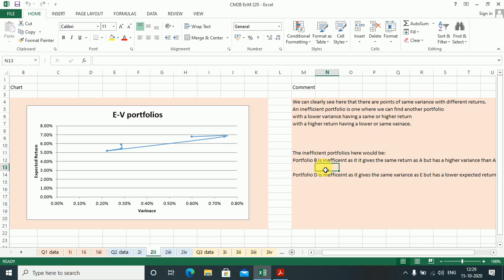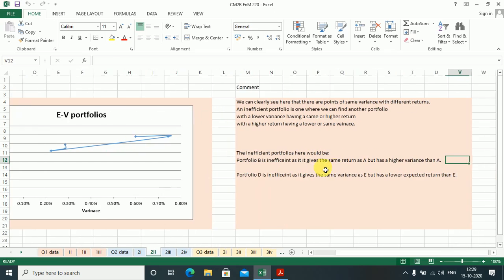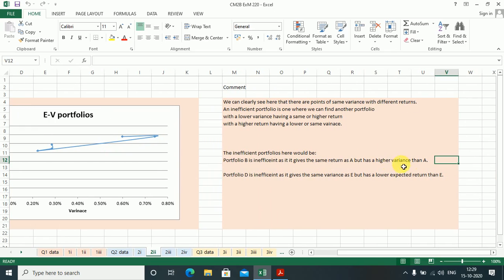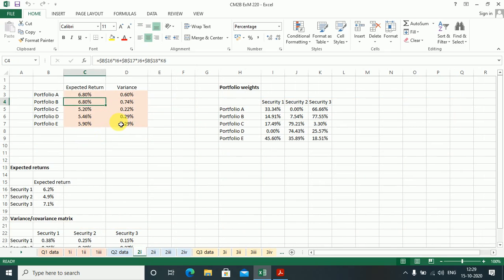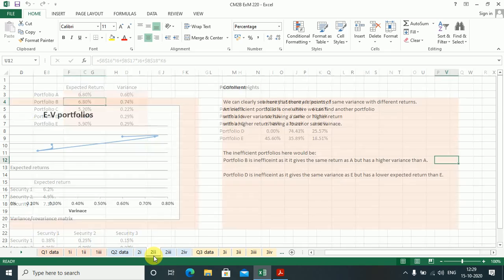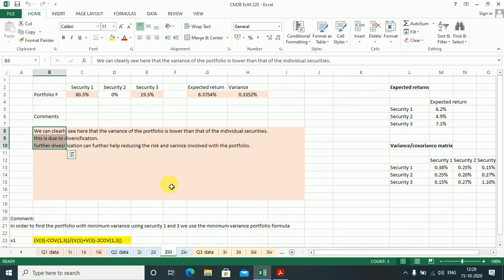So portfolio B is inefficient because it gives the same return as A but a higher variance than A, and portfolio D is also inefficient because it gives the same variance as E but a lower expected return than E. Okay, if you see from these two, the variance is the same but the return is lower. Here the return is the same but the variance is higher for B. So these two are inefficient.